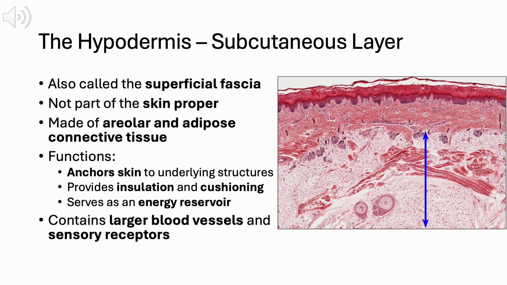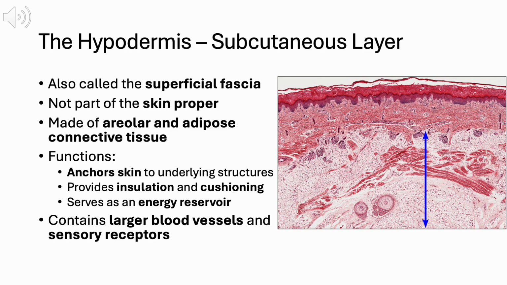Beneath the dermis lies the hypodermis, also known as a subcutaneous layer or superficial fascia. While it's not technically considered part of the skin, it plays a critical supporting role. This layer is composed of areolar connective tissue and abundant adipose tissue, which serves as the body's main fat storage site. One of the hypodermis's primary roles is to anchor the skin to underlying structures like muscles and bones, while still allowing for some flexibility and movement.